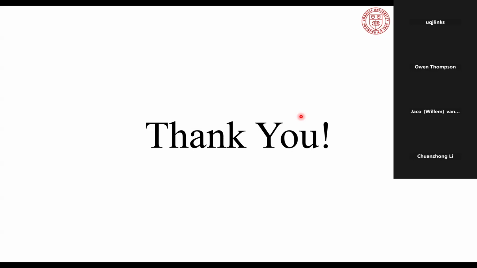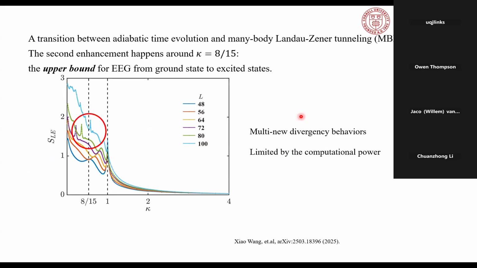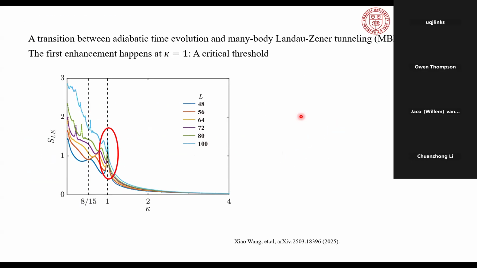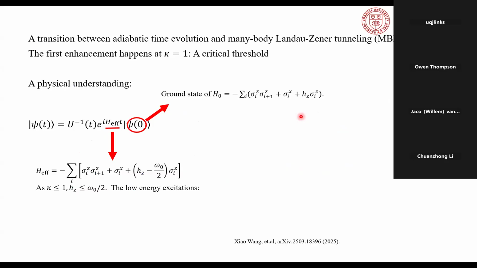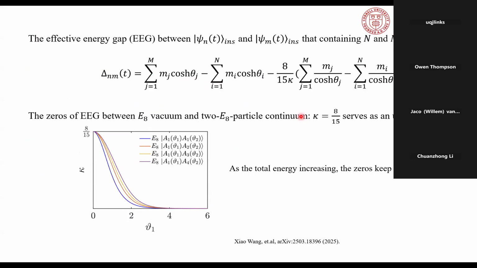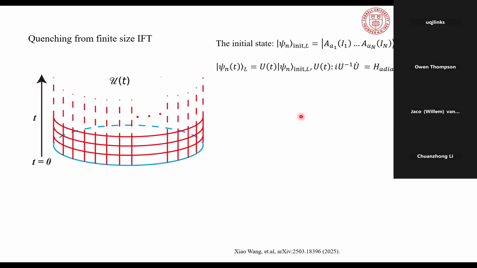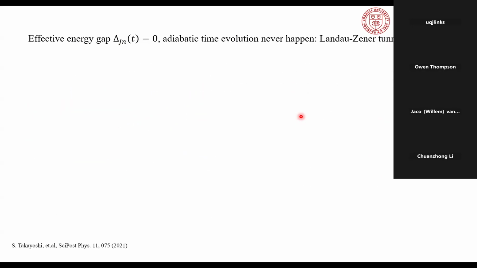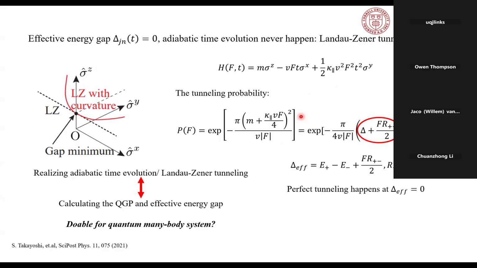If not, I have a short question, a naive one. You mentioned the tunneling probability before the middle of section 2, and it says perfect tunneling happens at delta equals 0. What does perfect tunneling mean?